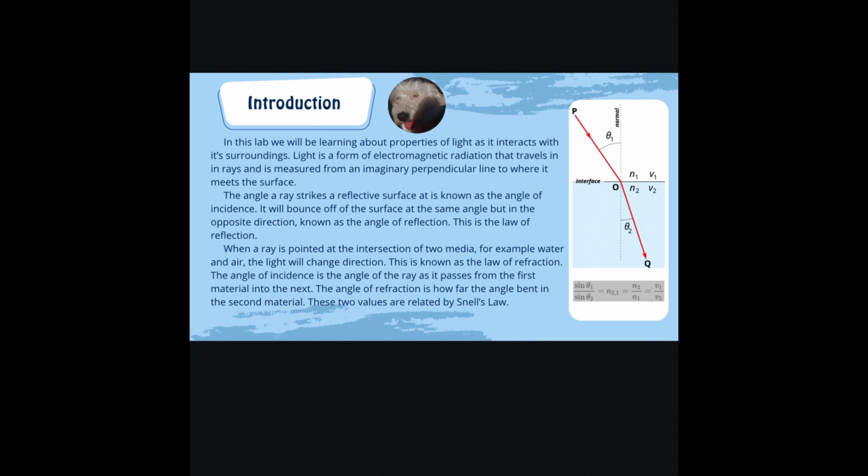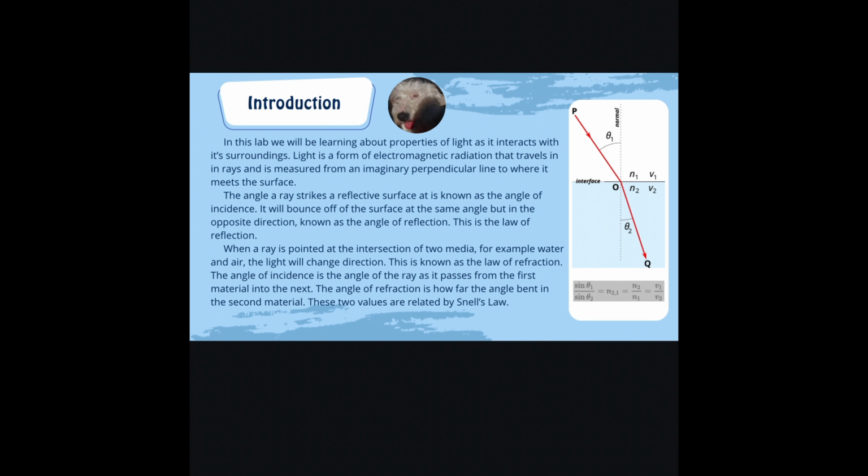The angle of incidence is the angle of the ray as it passes from the first material into the next. The angle of refraction is how far the angle bent in the second material. These two values are related by Snell's law. To the right is a visual example of Snell's law, as well as it written out in formula.